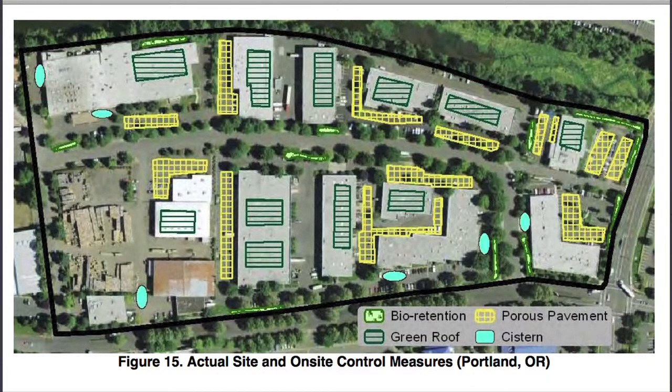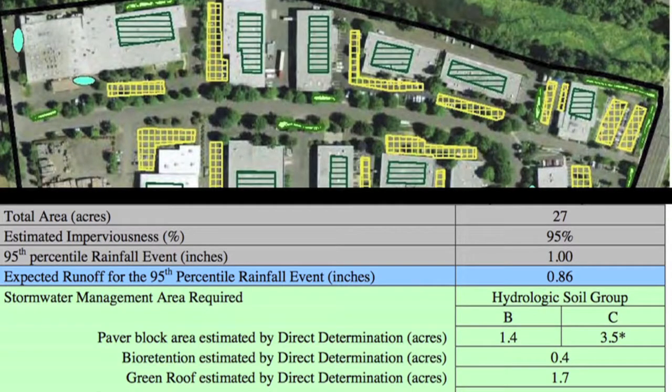So let's look at a real-life case study that pursued option 1. Here's a 27-acre site with 95% impervious area in Portland, Oregon. If the 95th percentile rainfall event, 1.0 inches, occurred on the existing site with no control measures, 0.86 inches of runoff would be generated and require management.